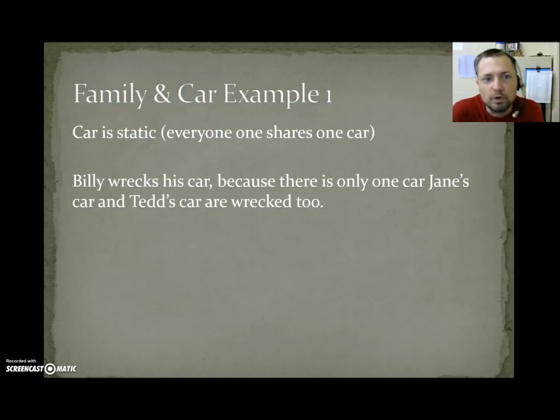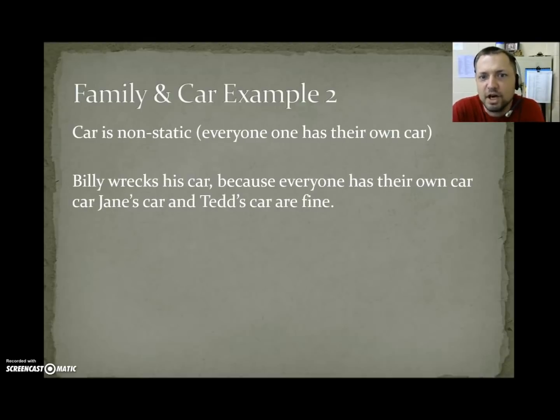So, example 1. Let's assume car is static. That means everybody shares car. If Billy wrecks his car, because there is only one car, Jane's car and Ted's car are wrecked too. Because everybody's sharing one car, if one of them gets wrecked, they are all wrecked.